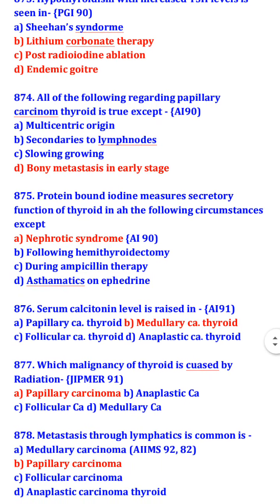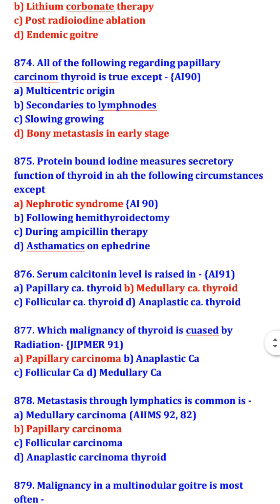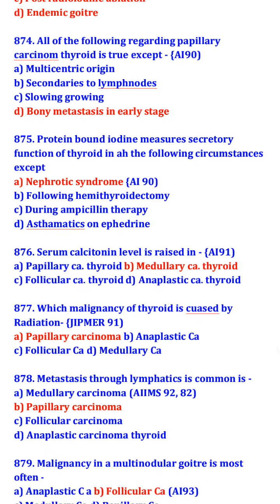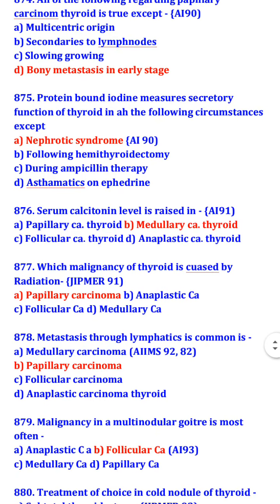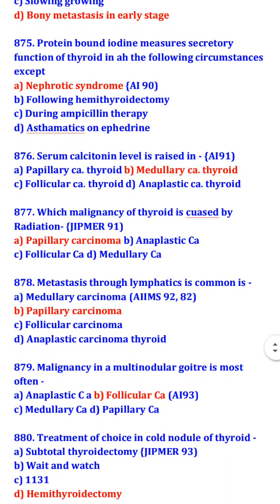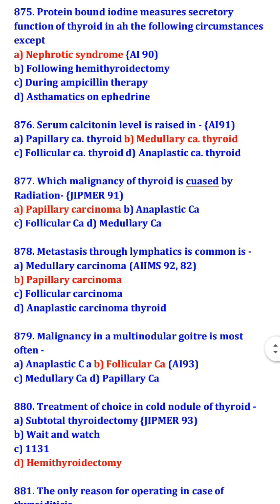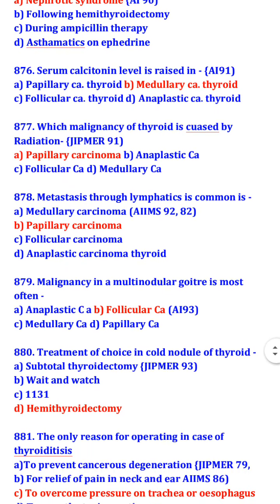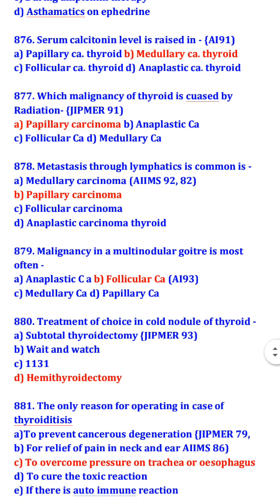Protein-bound iodine measures secretory function of thyroid in all the following circumstances except nephrotic syndrome. So, protein-bound iodine measures secretory function of thyroid in the following: hemithyroidectomy, during ampicillin therapy, and asthmatics on ephedrine. Serum calcitonin level is raised in medullary carcinoma of thyroid. Which malignancy of thyroid is caused by radiation? Papillary carcinoma. Metastasis through lymphatics is common in papillary carcinoma.